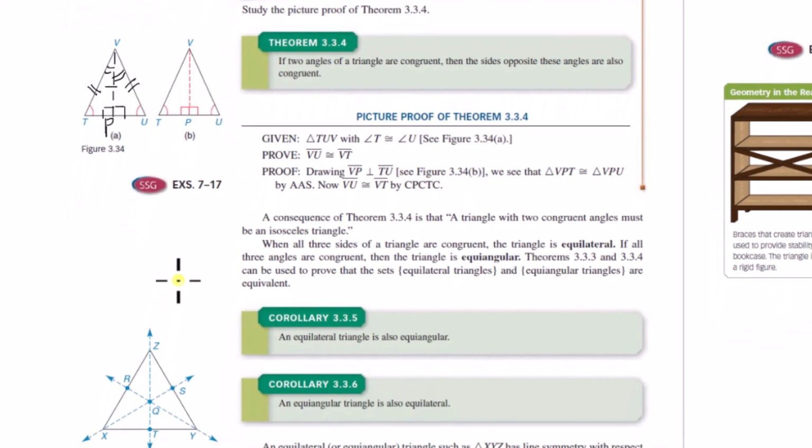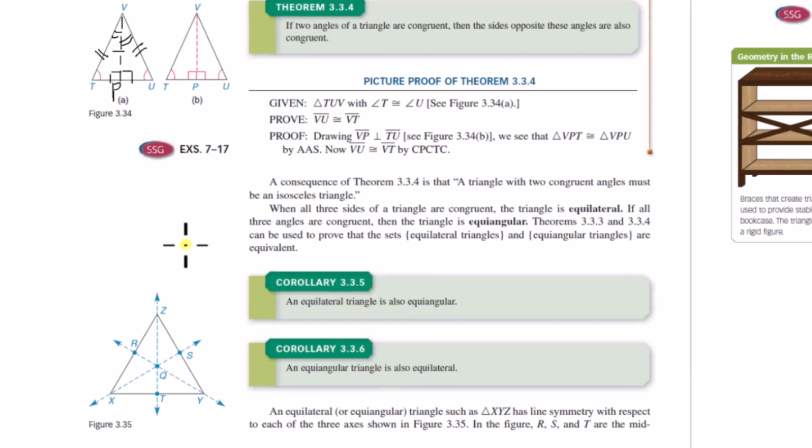Now what we can do next is use all of these theorems that we've just proved about isosceles triangles to make some statements about equilateral and equal angular triangles. So we're going to state some corollaries here. Remember, a corollary is like a theorem but based on another theorem, so we call it a corollary. Based on these theorems about isosceles triangles, we can state two corollaries that relate equilateral and equal angular triangles.